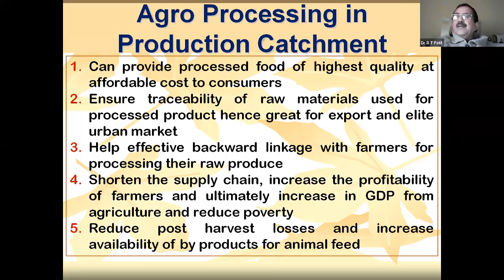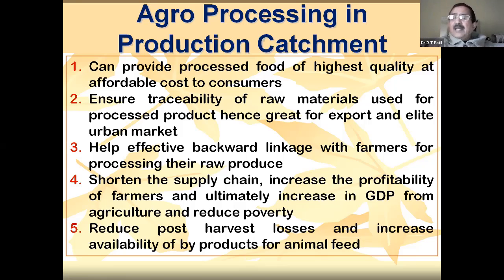Ensure traceability of raw materials used, hence it is great for export and urban markets. When we look at food safety parameters, traceability is one of the important factors. If the Americans want to buy food from you, they would like to know where it was grown, how it was grown, and who processed it, and all those details. This is possible only when you have the small scale industry and when you contract with the farmers.